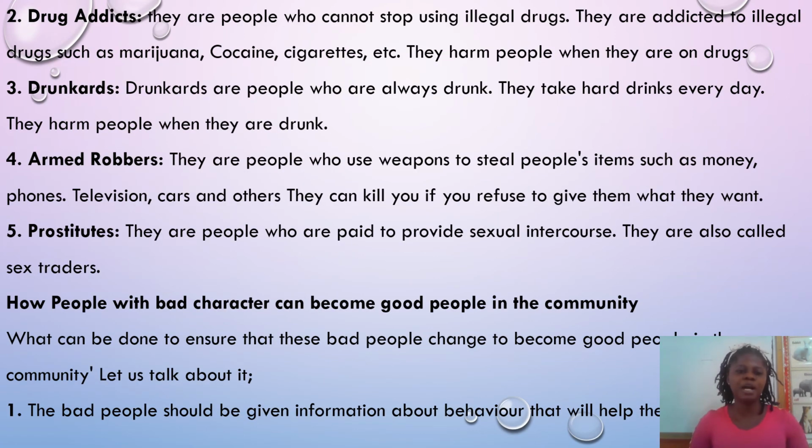There are also drug addicts. They are the people who cannot stop using illegal drugs. They are addicted to illegal drugs such as marijuana, cocaine, cigarettes, etc. They harm people when they are on drugs. There are also drunkards. Drunkards are people who always drink. They are always drunk. They take hard drinks every day.